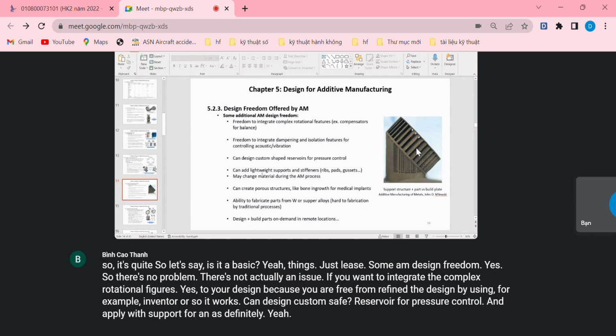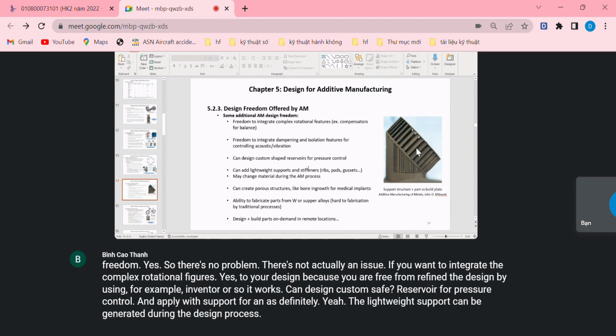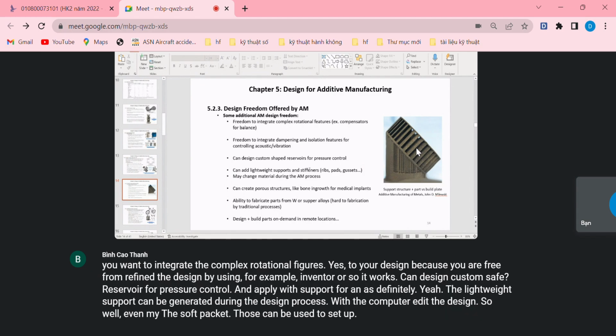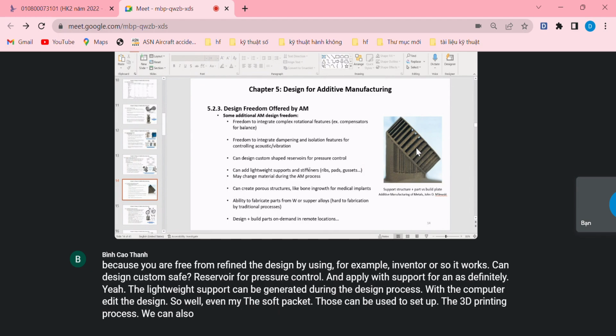The lightweight support can be generated during the design process with the computer-aided design software, or the software can be used to set up the 3D printing process. You can also add these features during the setup.